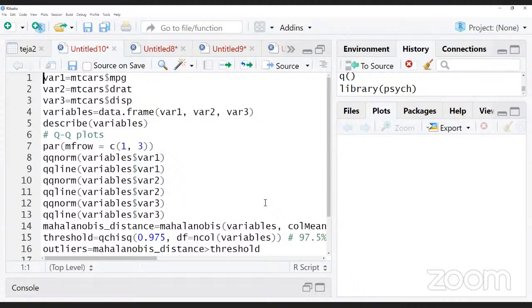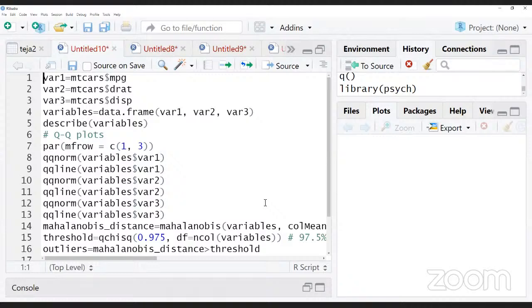After that, you have to check whether the variables are following normality or not. Then you have to do the QQ plot with par(mfrow = c(1,3)). So that is the partition. You will make the partition of the row variable, where one row includes three columns.